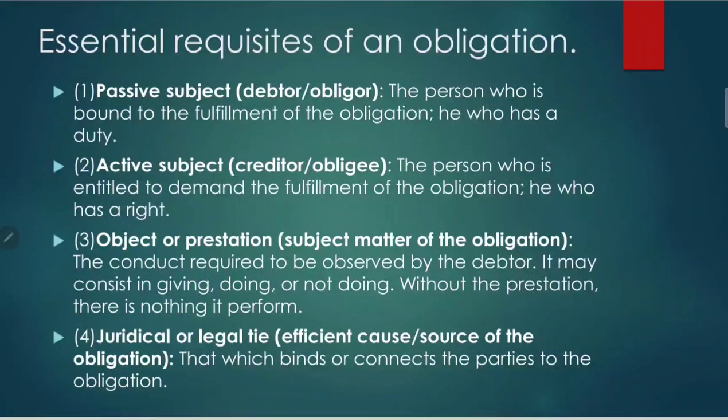Pasok na tayo sa essential requisites of an obligation para mas maintindihan nyo yung mga binabanggit natin kanina, mga debtor obligor, creditor obligee. So, pag sinabi natin passive subject, bali meron pala tayong 4 na essential requisites of an obligation. First is passive subject or the debtor or obligor. Second, active subject, creditor or obligee. Third, object or prestation, subject matter of the obligation. And fourth, juridical or legal tie or the efficient cause or source of the obligation.